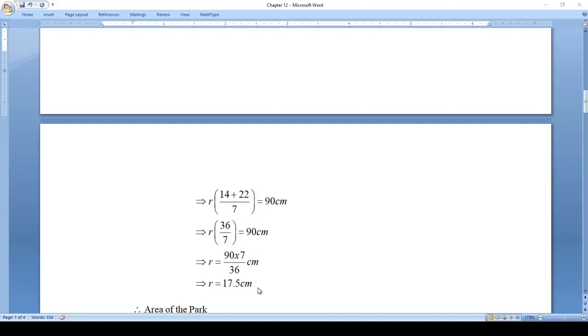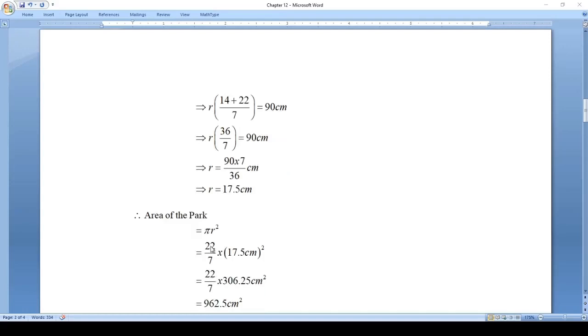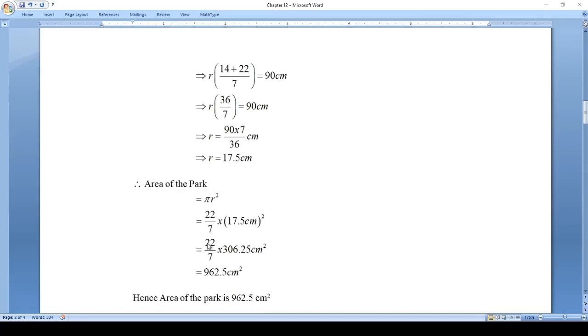Radius is this much, and now you can easily find the area of the park once you know the radius. The area will be pi r square. Pi is 22 by 7, r is 17.5 centimeter. 17.5 square, you will get 306.25 centimeter square. And then you multiply 22 with 306.25.